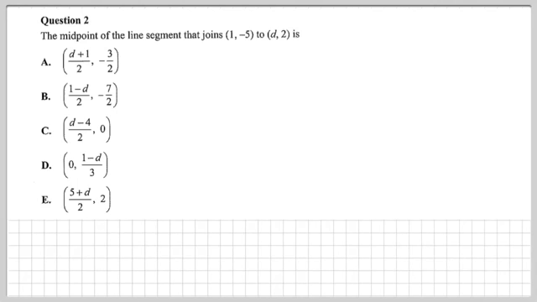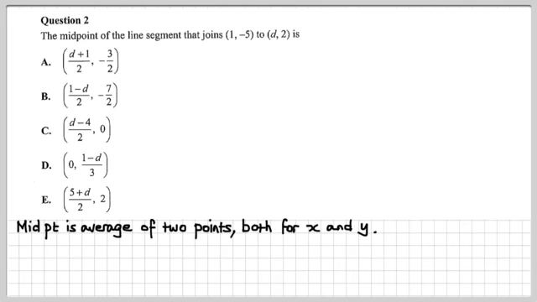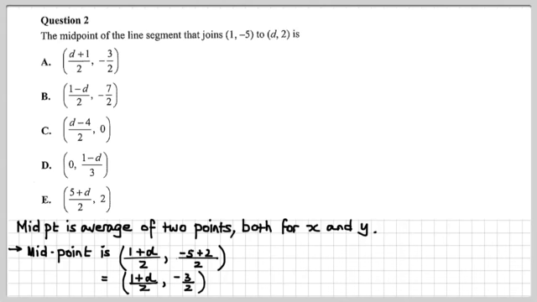Okay, question 2, the midpoint of the line segment that joins those 2 points is, you have a go, come back. Okay, it is just the average of those 2 points, so you add the x coordinates together, divide by 2, you get 1 plus d over 2. You'd add the y coordinates together and divide by 2, and as follows, the midpoint is 1 plus d over 2 for the x coordinate, and minus 5 plus 2 over 2 for the y coordinate, which would be 1 plus d over 2 for the x and minus 3 over 2 for the y, and that's option A.